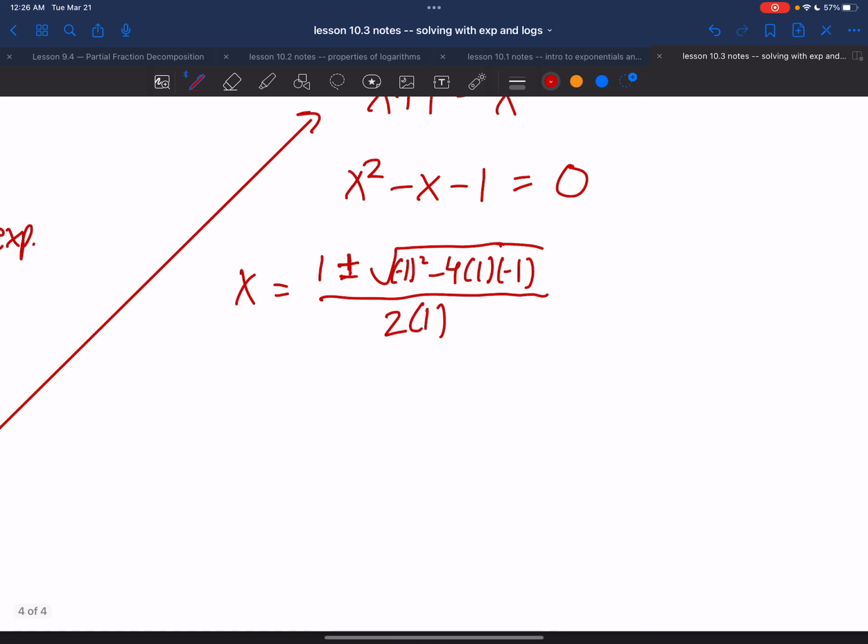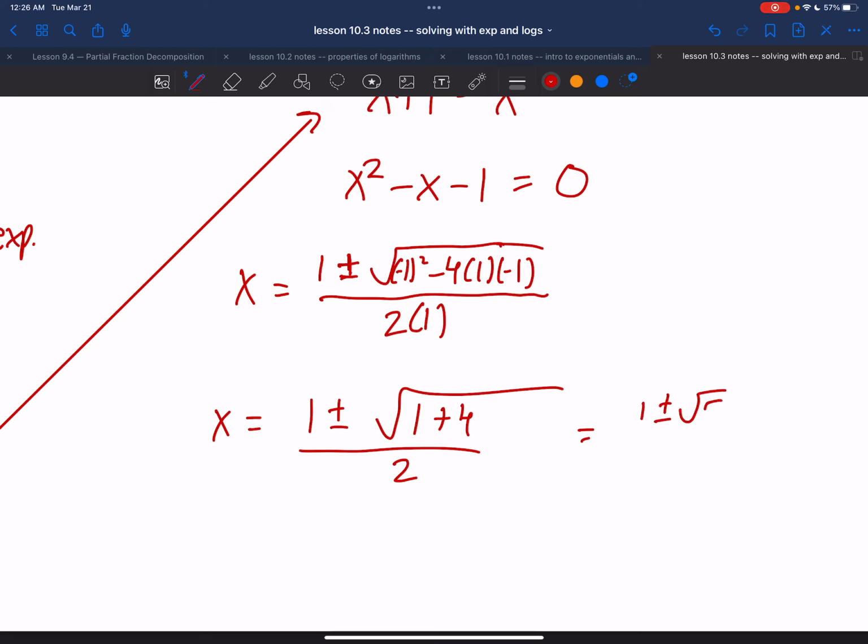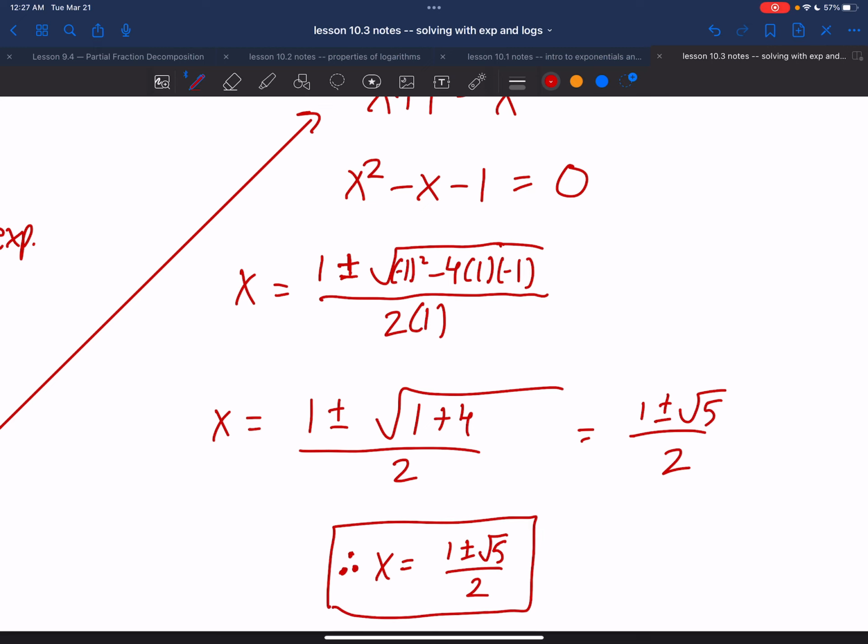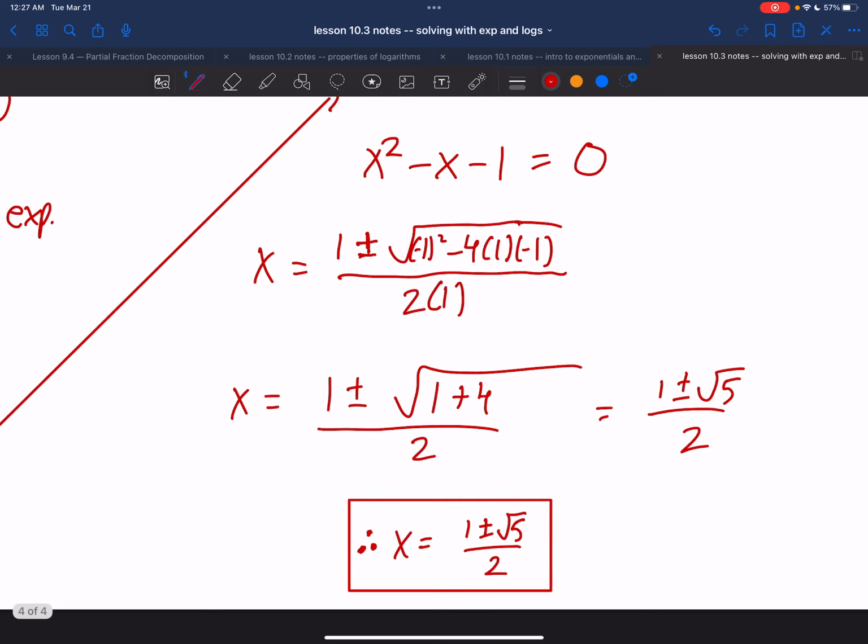Or complete the square if you like, which I actually prefer, but whatever. You guys hate it. I don't know why you hate it. You shouldn't hate it. You should love it with all your heart and being. Here we go. 1 plus 4 over 2. So this is 1 plus or minus root 5 over 2. Boom. That's the answer. I say, therefore, x equals 1 plus or minus root 5 over 2. That is the solution to this problem.